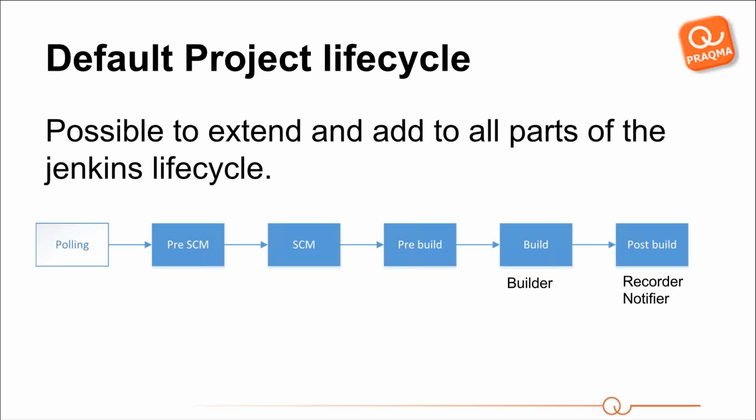This is just to get started. This is just basically a depiction of the default project lifecycle in Jenkins. We usually start out by you have something that you pull, or you have a system that triggers a Jenkins job. For example, Stash has a trigger plugin to start a job. And when your job starts, you go to the pre-SCM. You get to the SCM phase where you prepare your workspace for your build.